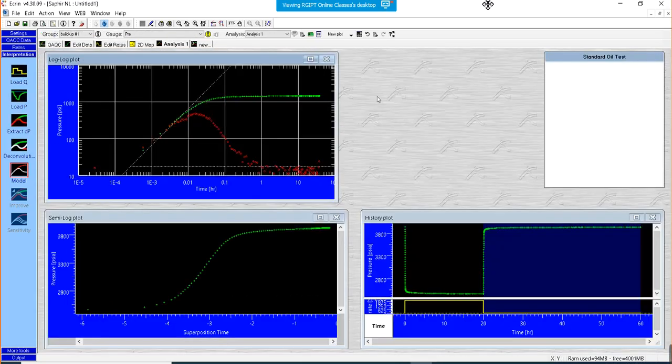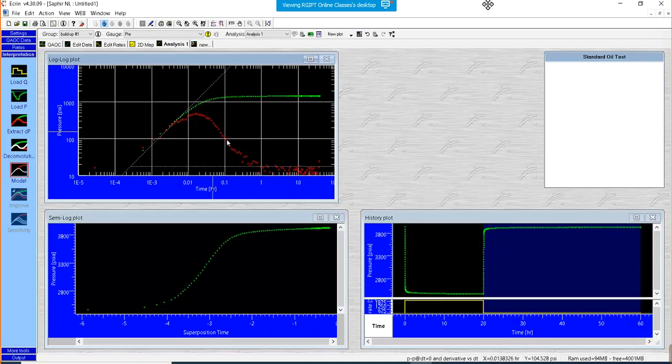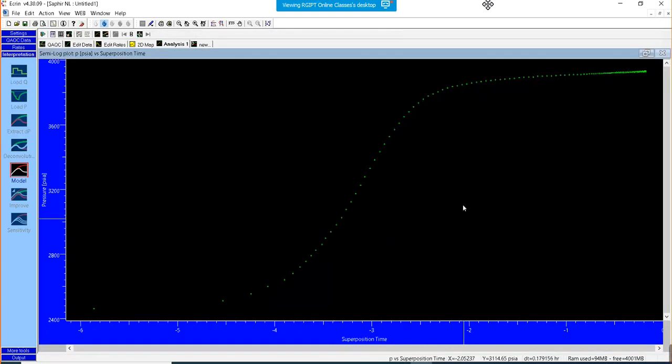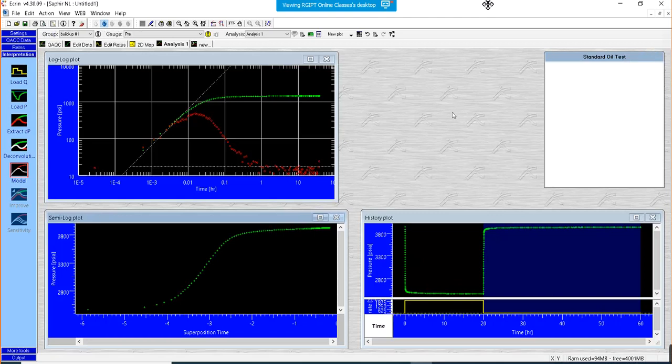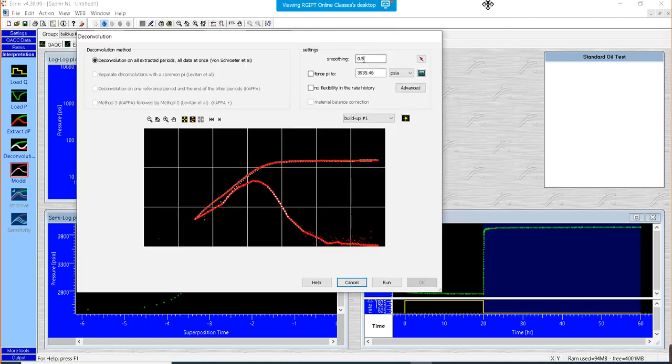So if you have any doubt regarding this, I can again replot. So I have just replotted the graph, got a derivative, and it is looking like this. And this graph is your semi-log graph. It looks like very fine data. There is no noisy data, or you can say very little noisy data. And then, let us start the deconvolution. Yeah, in deconvolution, again, I'll try to smooth it by applying 0.2. So let us see what happens.